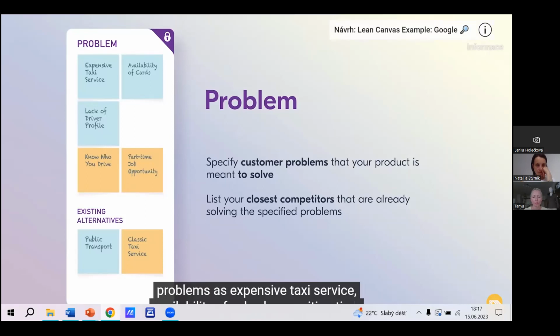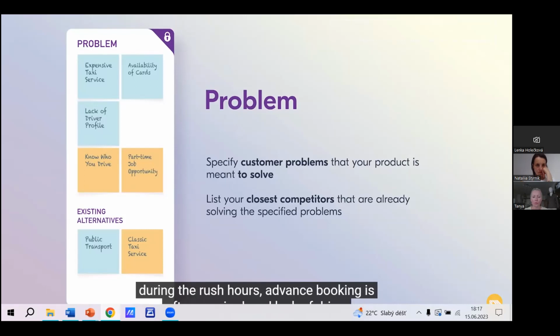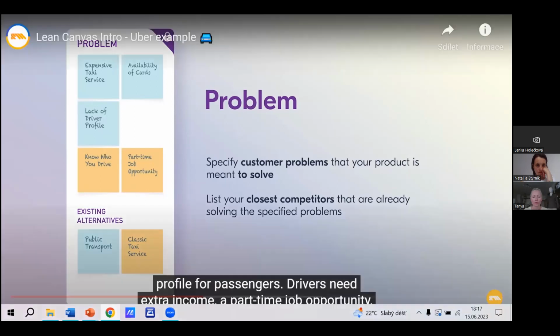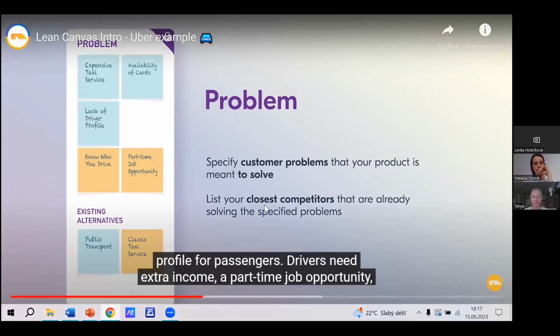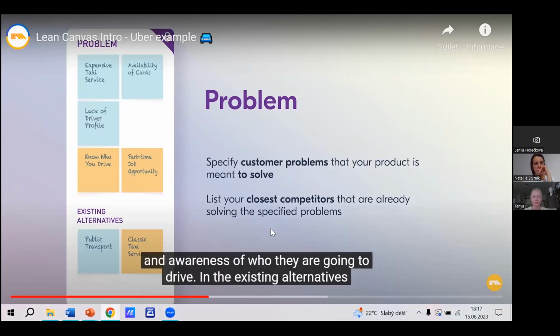Therefore, we get such problems as expensive taxi service, availability of cabs, long waiting time during the rush hours, advanced booking is often required, and lack of driver profile for passengers. Drivers need extra income, a part-time job opportunity, and awareness of who they are going to drive.